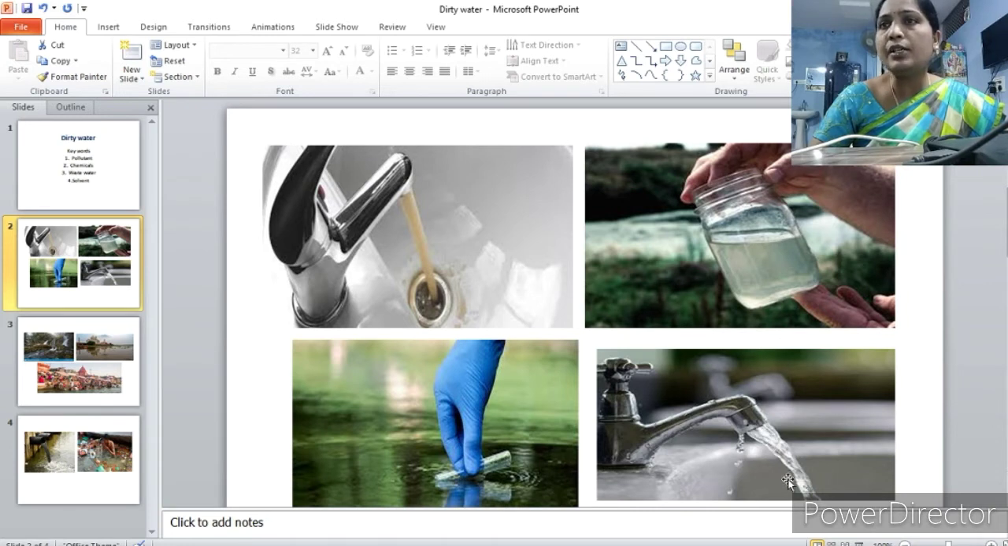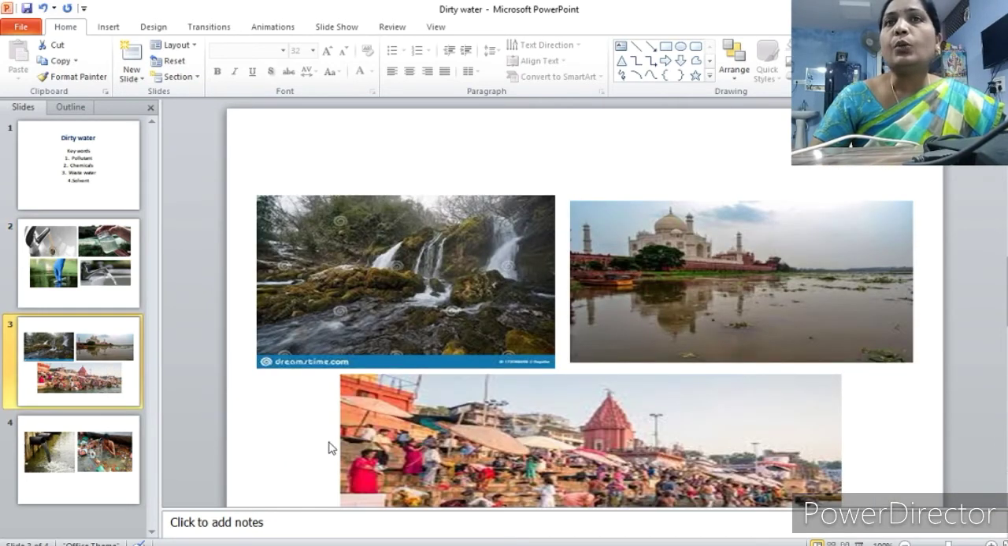Here you can see the water which is coming from the tap is brown in color, and from the other tap you can see the clear water. And here, while collecting the surrounding water, it appears green in color. So it is a little greenish water. This is a little brown water. So all these variations are coming based on their pollutants.